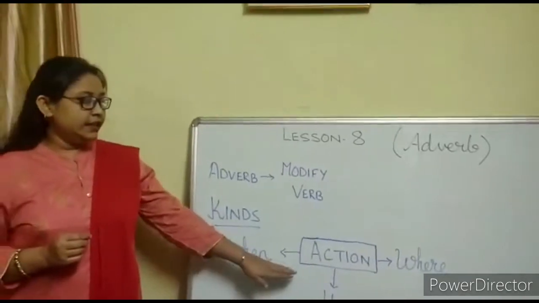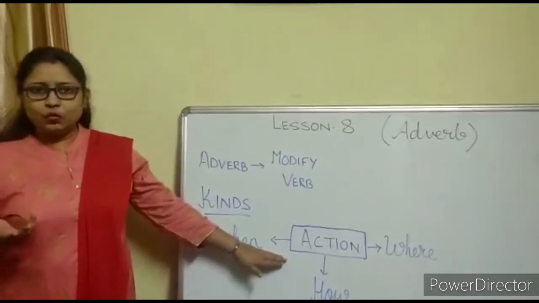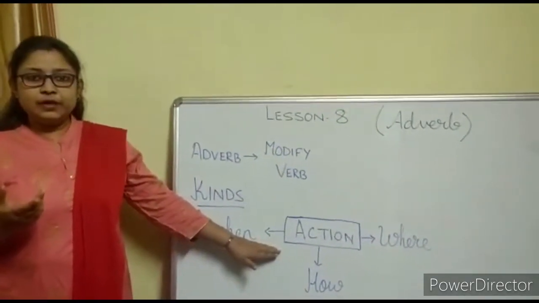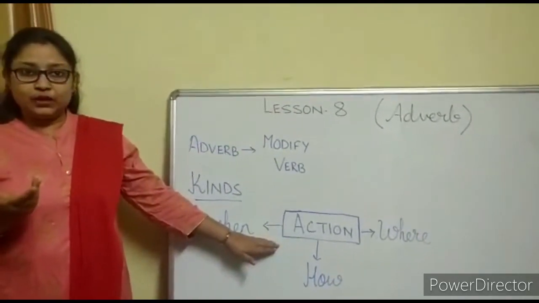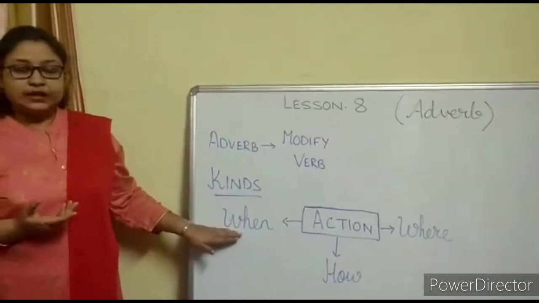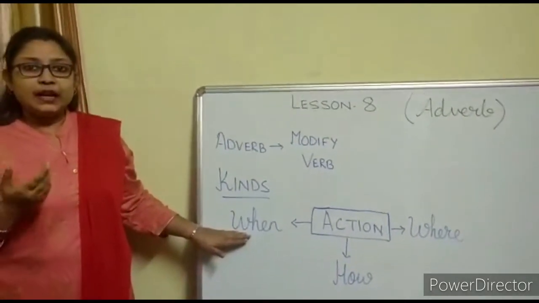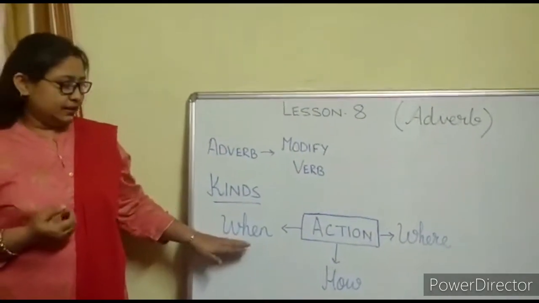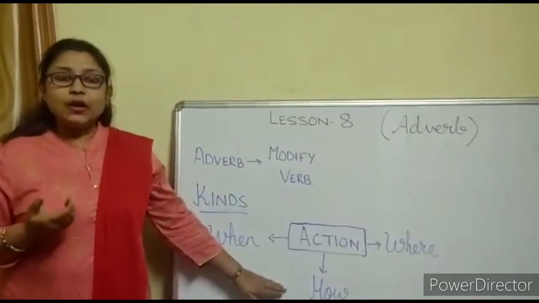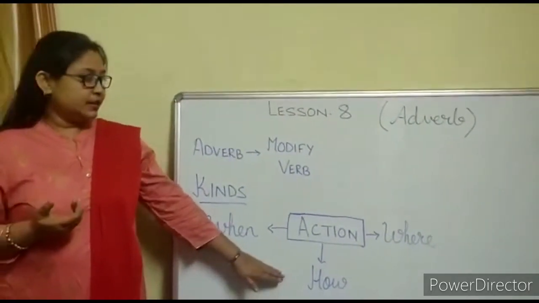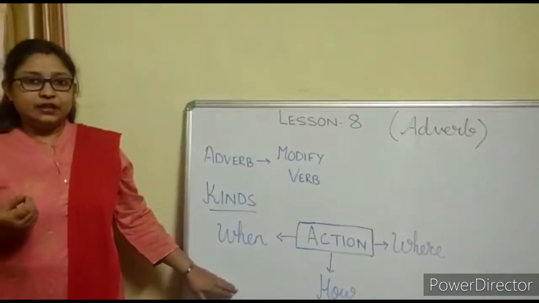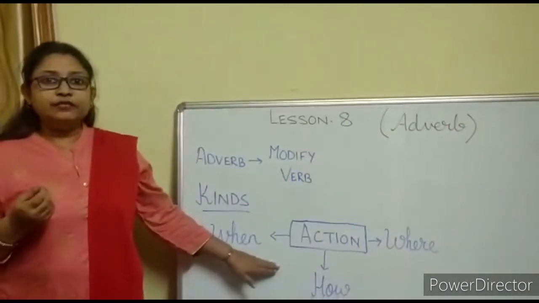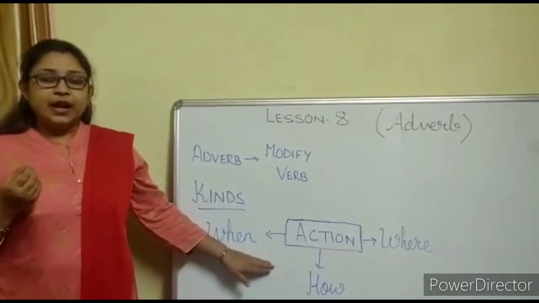So now let us see. Action. Action means verb. So today we will be learning about kinds and 3 kinds. And what are those 3? Now the first one is when. That is when an action happens. How? How an action happens. And where? Where an action happens. So these are all different kinds of adverbs.